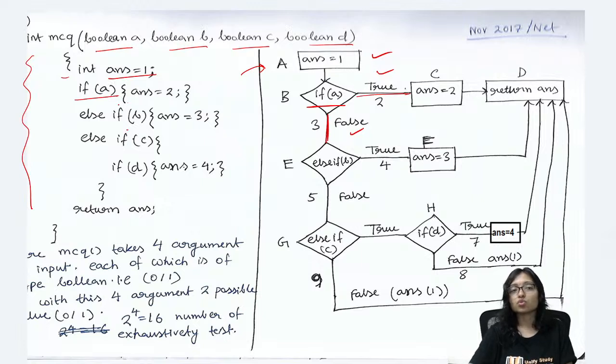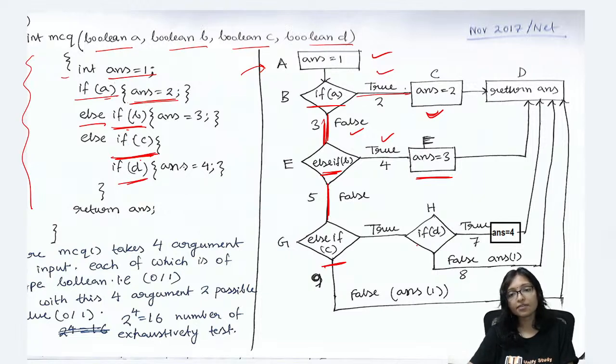Whenever it is true, I am doing answer equals 2. So this is answer equals 2. Else if means whenever it is false, then I come to this else if condition. If it is true, then we will draw answer equals 3. When it is false, then in the else if part, this is C. If C, then inside that again if D, whenever it is true, but the else part was not given. But I have to take care of the else part also.